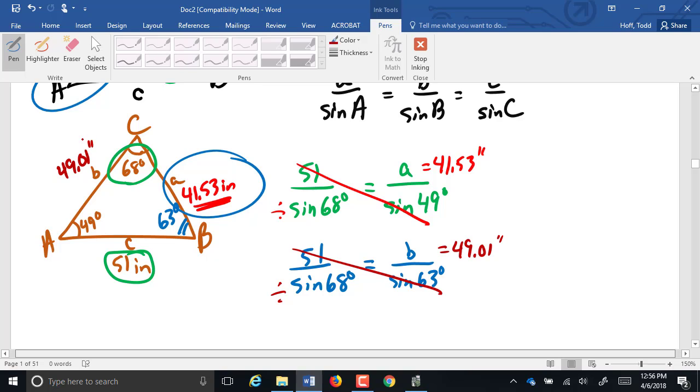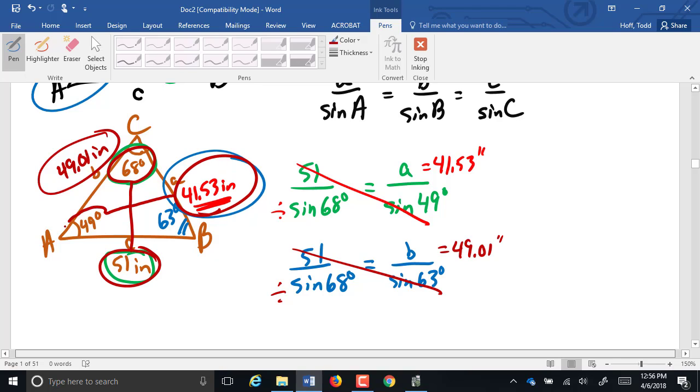Now let's use what we just talked about up above to make sure that this makes sense. The longest side is the 51. Is that across from the biggest angle? Yes, it is. The shortest side is the 41. Is that across from the smallest angle? Yes, it is. So at least that part of it makes sense. That doesn't guarantee that we're right, but it does stop us from making some really stupid mistakes.